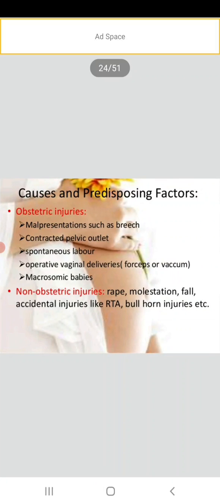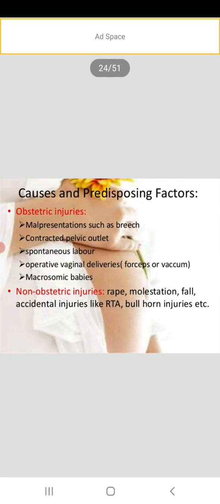So that is how the injury may occur. Then contracted pelvic outlet, that is the pelvic outlet. The baby doesn't have sufficient space to go out towards the outside. So in this case we can say that it is a contracted pelvic outlet.